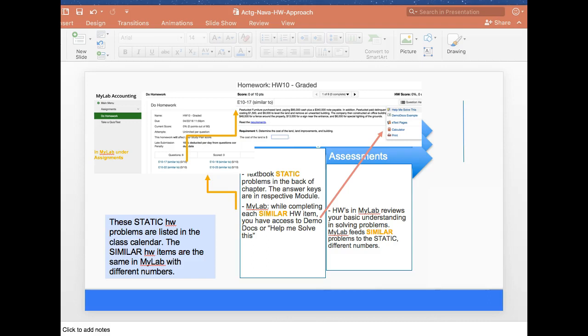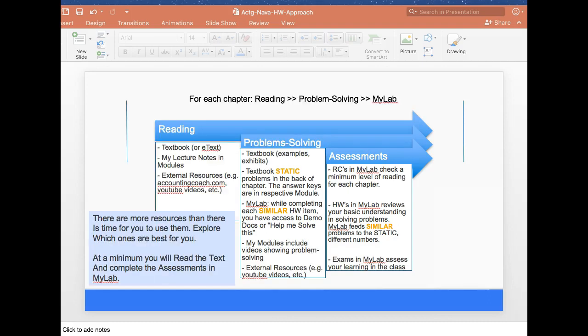Notice that in my lab, as you complete the homework, you have other available tools that will help you learn or relearn how to solve the problem. I find the demo docs, and especially the Help Me Solve This, to be excellent resources. Remember that you have unlimited attempts and time for both the reading checks and the homeworks in my lab. Finally, at the end of the day, you decide how much more reading and practice you complete and what resources you will use to learn the material.